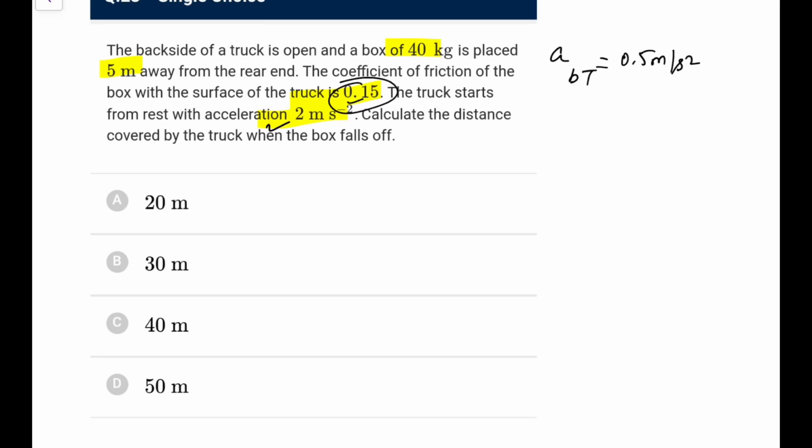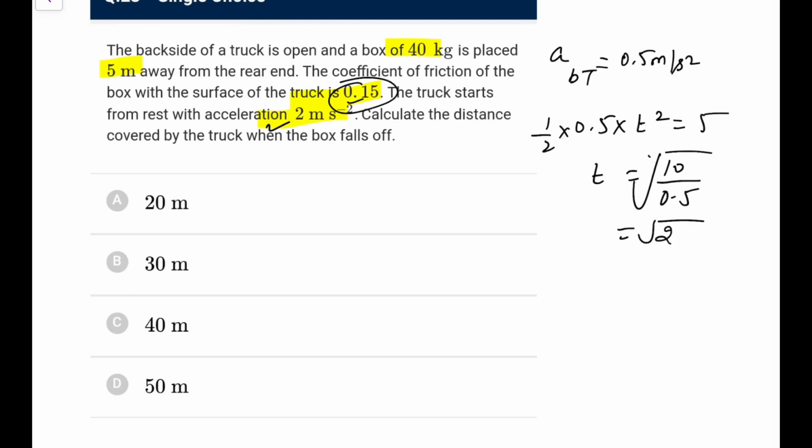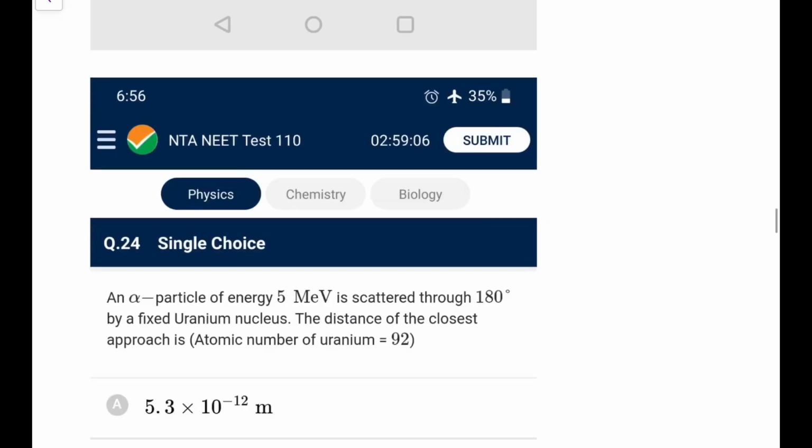So the time it will take to fall, it has to cover 5 meters, so the distance half into 0.5 into t square would be equal to 5. So the time comes out as 10 upon 0.5 under root, that is root of 20, you can make it out. Now in this time the displacement of the truck would be half, acceleration of truck is 2, into t square you get as 20, so this comes out as 20 meters. So the truck will go 20 meters, the block will move 15 meters, so with respect to truck it goes back by 5 meters. Next one.